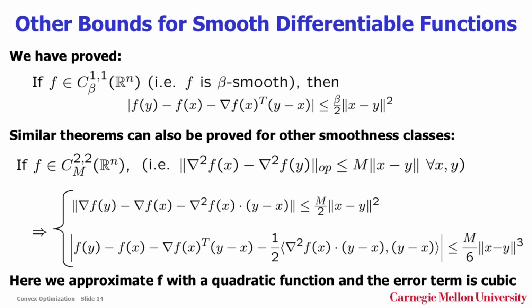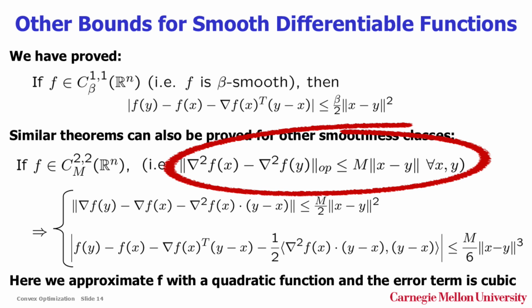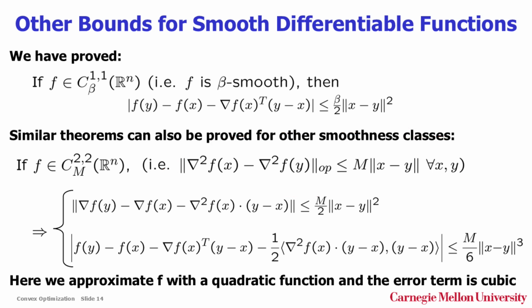Instead of assuming that the first derivative is Lipschitz continuous, we could also assume that the second derivative is Lipschitz continuous. Formally, for example, we could assume that the operator norm of the Hessian at x minus the Hessian at y is upper bounded by parameter m times the norm of x minus y. Then we could prove these inequalities here.